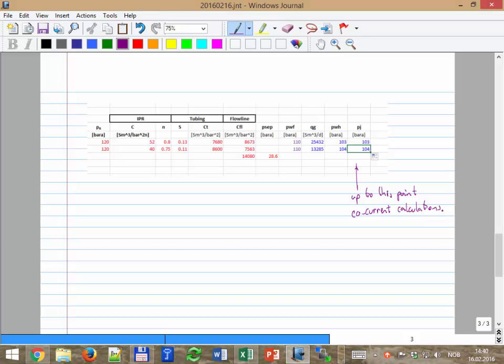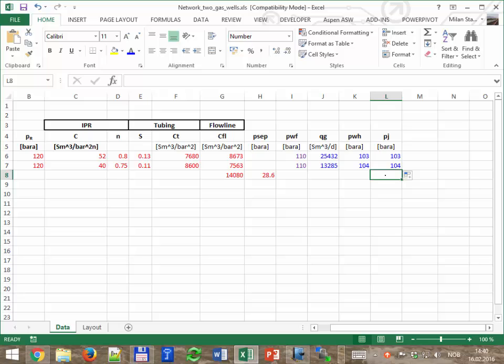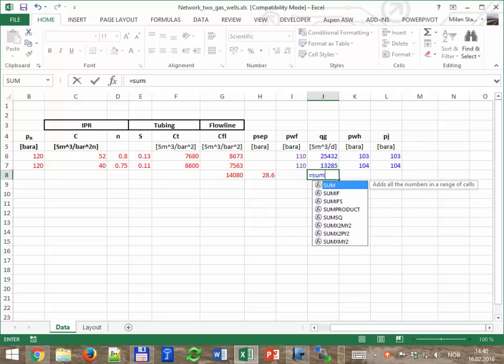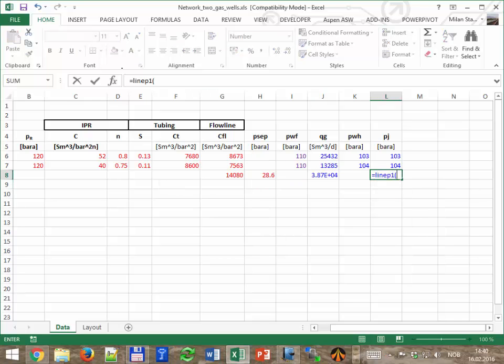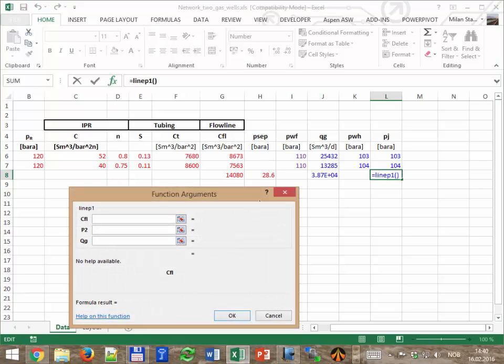And if you see, it's quite practical because I can put it really in the same way for the pipeline, I can put its P junction. Okay, so for that, what do I need? The pipeline is carrying the rate of both wells, so I have to put here one cell that is the sum of these two rates. Okay, so I have the rate, I have the inlet pressure, I have the resistance coefficient, so I can calculate line P1. Line P1, C flow line, P2, and the rate.